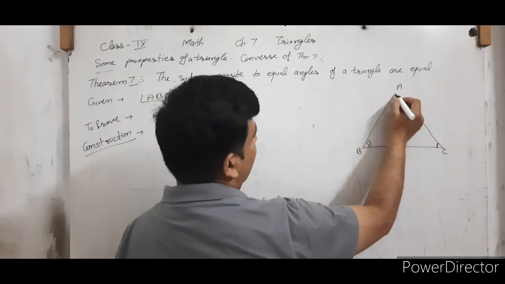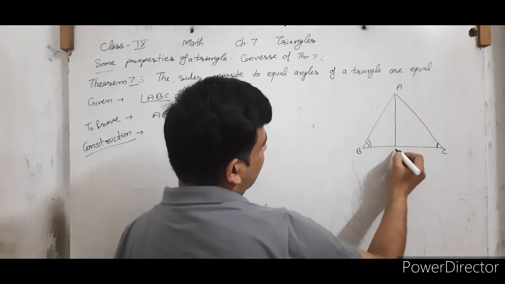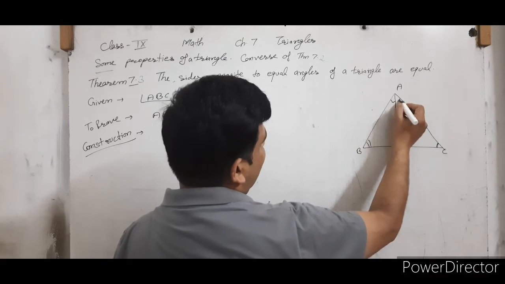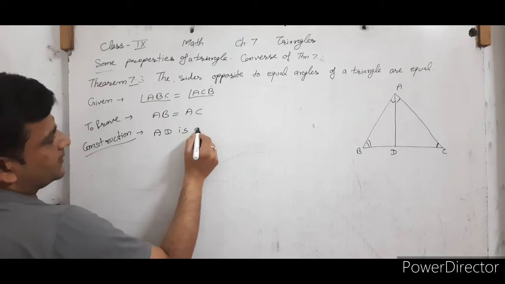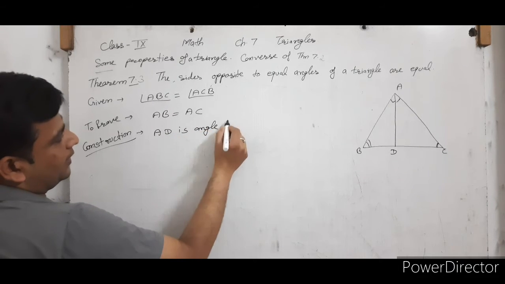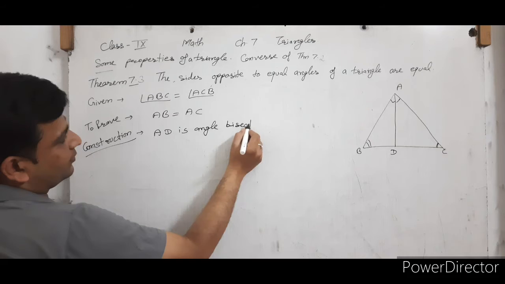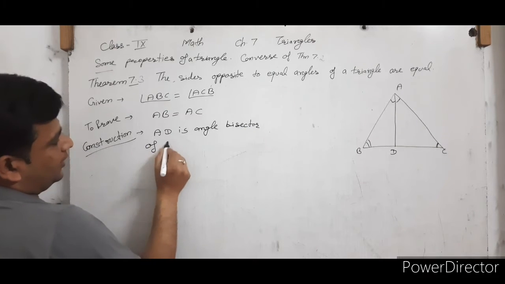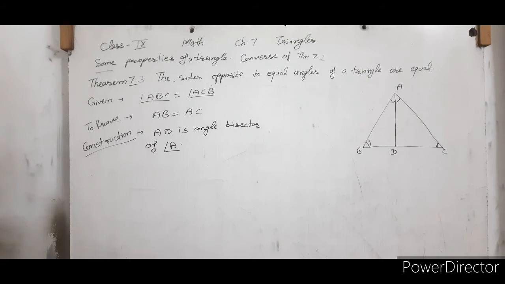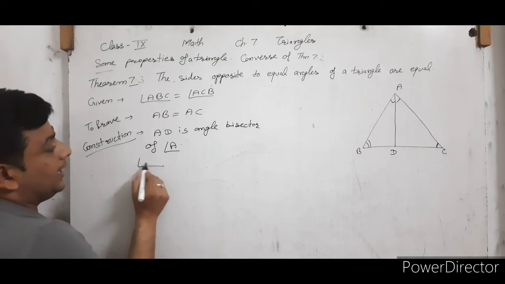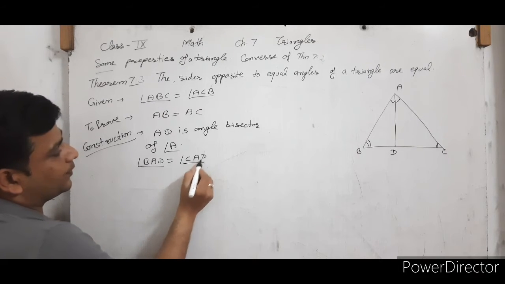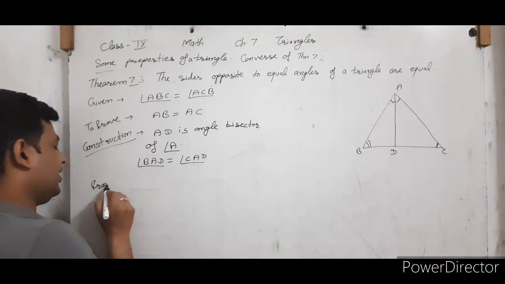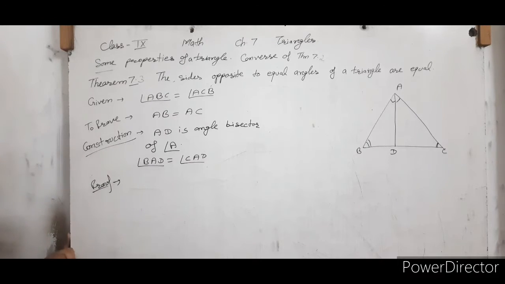Let AD be the angle bisector of angle A. That means angle BAD is equal to angle CAD. We have to prove that the sides AB is equal to AC.